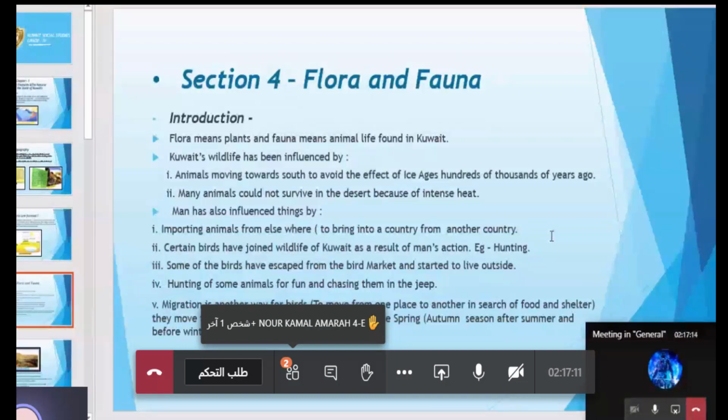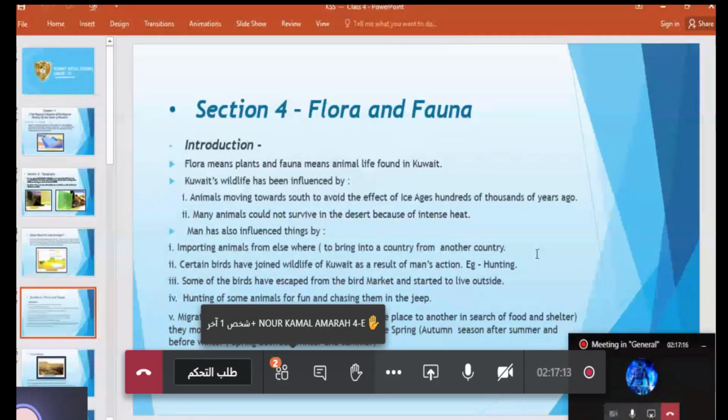Hunting of some animals for fun. They are hunting some animals for fun. Fun means what? Only for the sake of their hobby. Maybe their hobby is hunting the animals or killing the animals. But this is the wrong thing, children. You should not kill the animals.